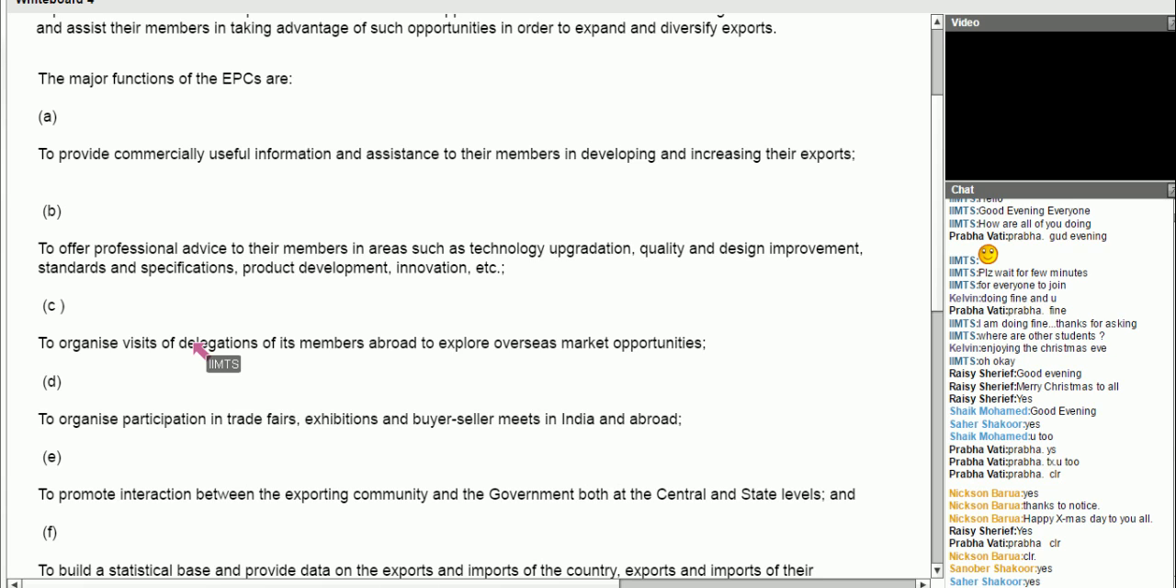Then they also organize participation in trade fairs, exhibitions, and buyer-seller meets in India and abroad. So they also look after the participation of their members in trade fairs, either in the same country or in a different country. I hope all of you are familiar with this term, trade fair, where a lot of companies, it is an electronic fair where a lot of companies demonstrate their electronic products.